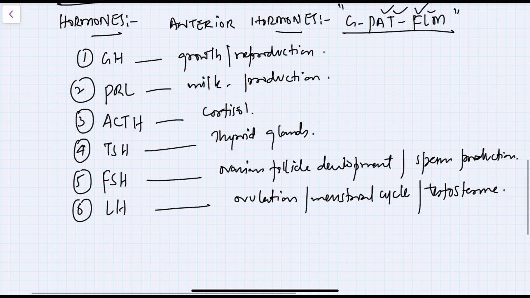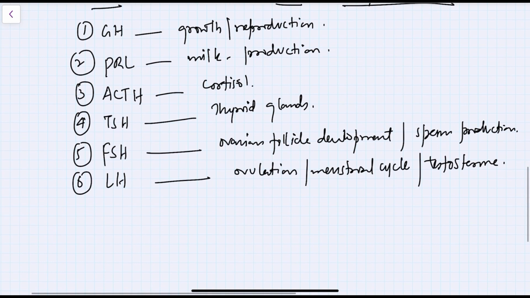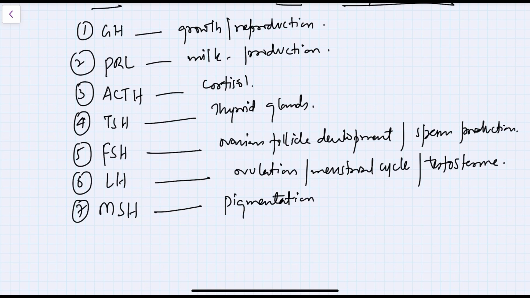And then we have the last hormone from the anterior pituitary, which starts with M, the seventh hormone, and we call it the melanocyte stimulating hormone. As the name mentions melanocyte, it plays a regulatory role in pigmentation in vertebrates, because it stimulates the production of melanocytes, and these cells are responsible for the production of melanin, which gives our skin and hair color.